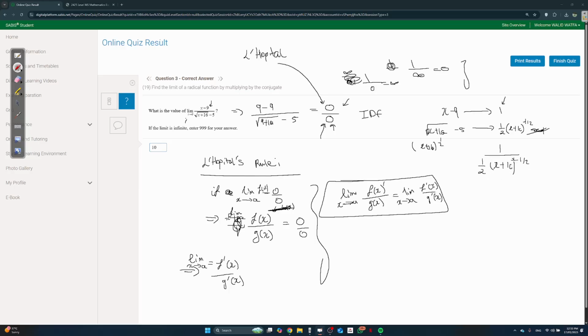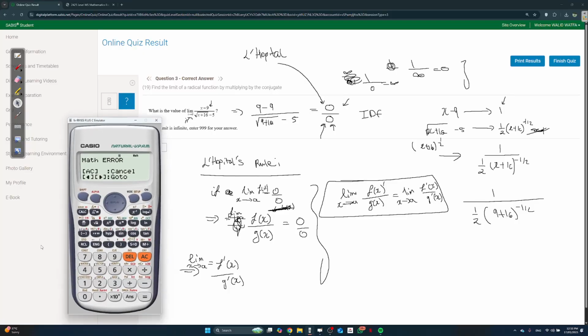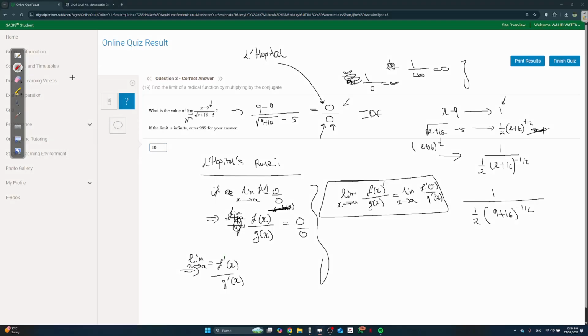Okay, let's clean this up a bit. You know, you don't even have to clean it up. Khalas. If you got this, just substitute your limit now again. You're going to get 1 over 2 into 9 plus 16 to the power of negative 1 over 2. If you do this on your calculator, you're going to get 10. Okay, let me show you. Over here, 1 over 0.5 into 9 plus 16 to the power of a negative half. You get 10.